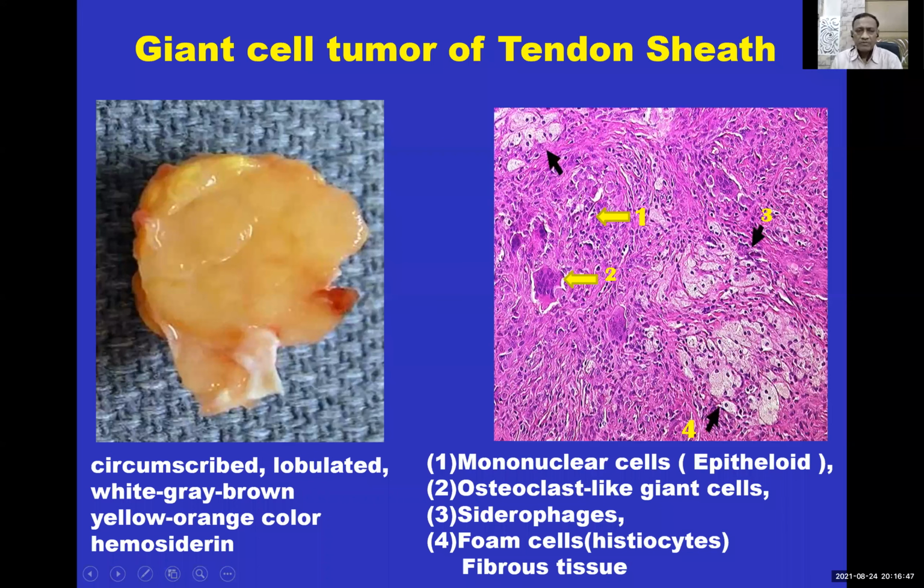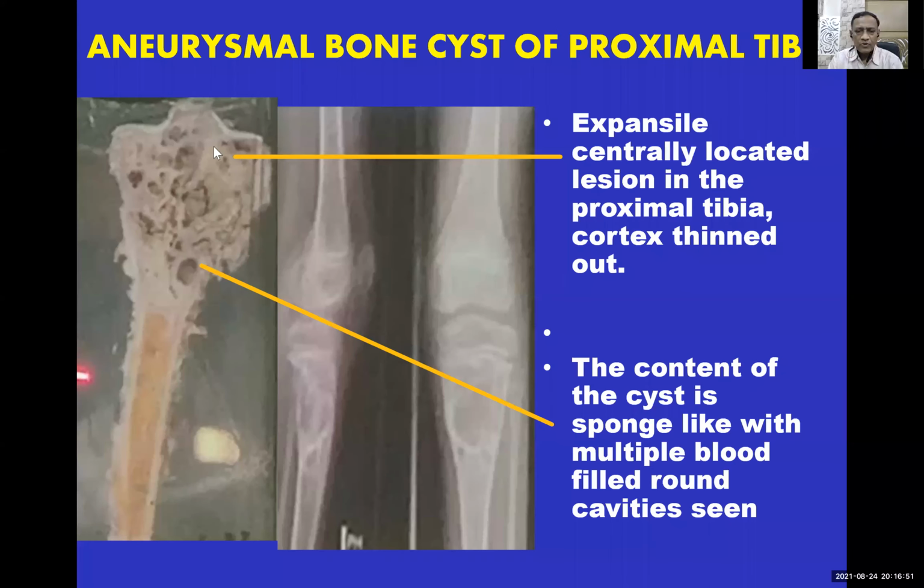Then the next specimen is the aneurysmal bone cyst of the proximal tibia, which shows the expansile centrally located lesion in the proximal tibia. The cortex is thinned out. It also shows the cyst, which is just like a sponge with multiple blood-filled cavities. This is the radiological picture.